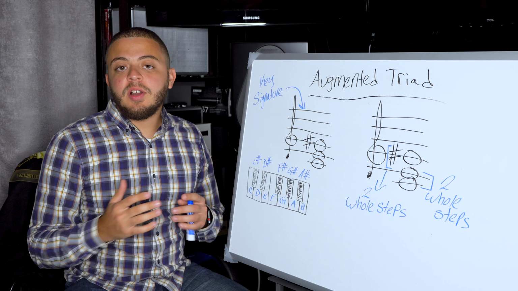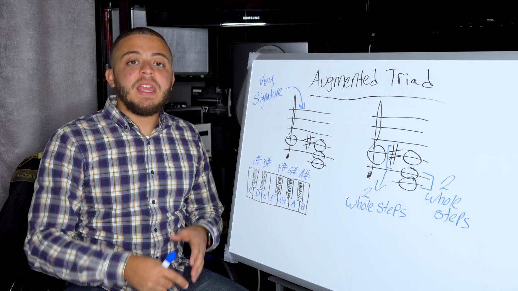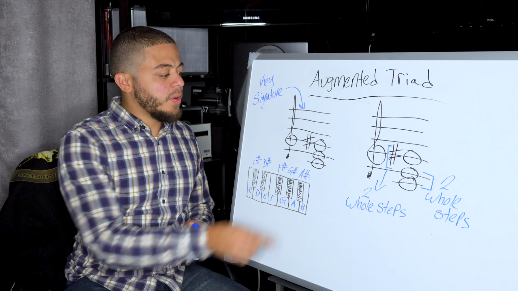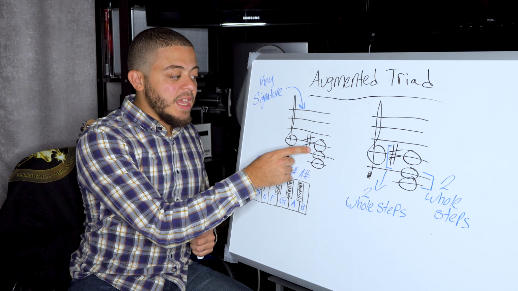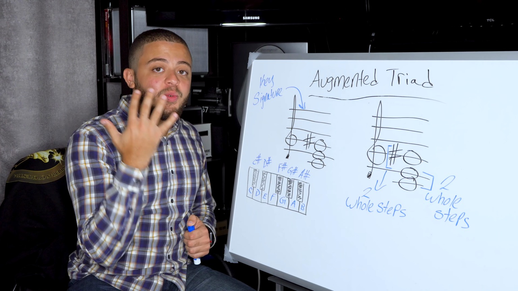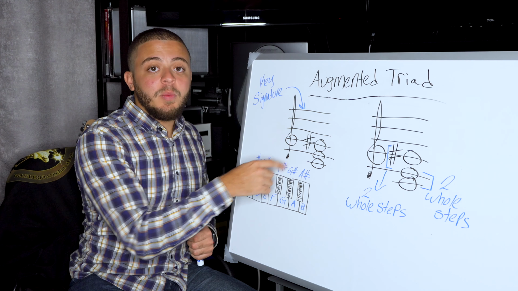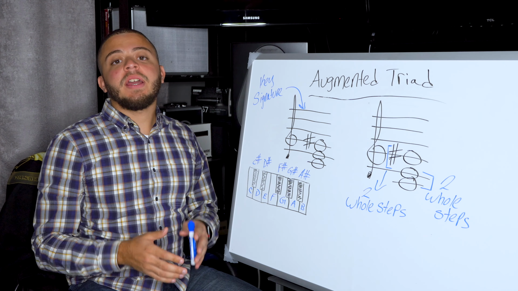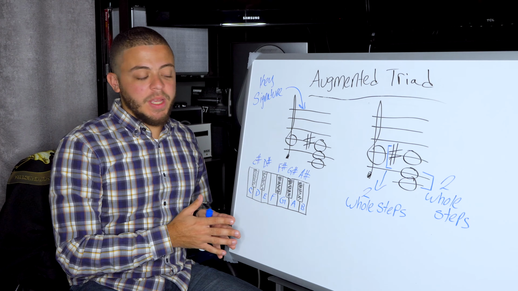There are 2 ways to build an augmented triad. The first way is to build a major triad, which I showed you in the first example, which was C, E, and G. But in the augmented triad, we are going to raise the fifth. So G will become G sharp. The second way to build augmented triads is to only use whole steps.